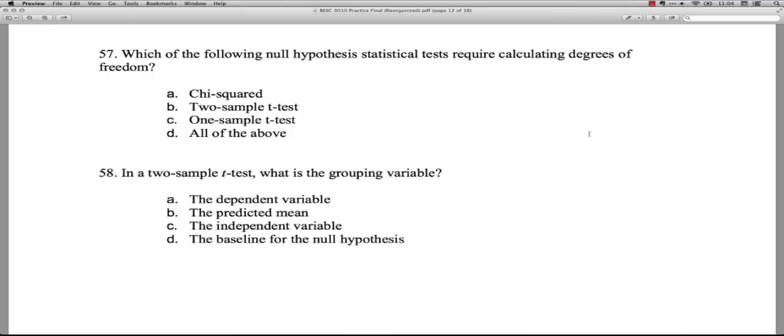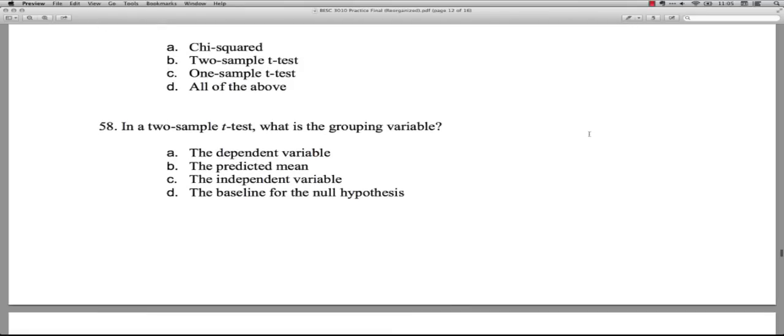Degrees of freedom also go into the analysis of variance, and they go into correlation and regression and others, but basically everything except the z-test. But anyhow, there you go.